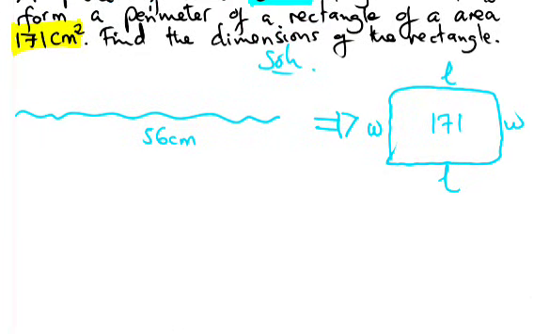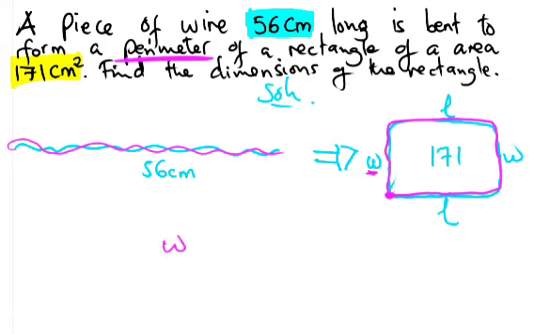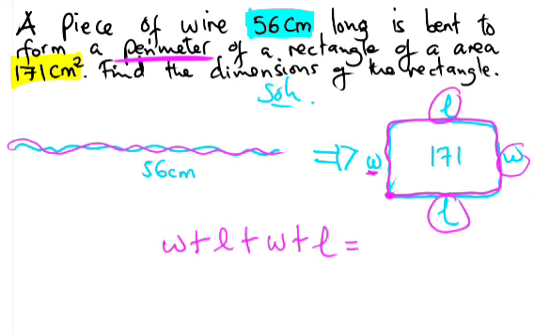How do we do that? Let's take this perimeter. Perimeter means the distance around. The distance around is the length of this wire, which is 56. So we add W plus L plus W plus L, and we have 56. That's the total length of the wire.